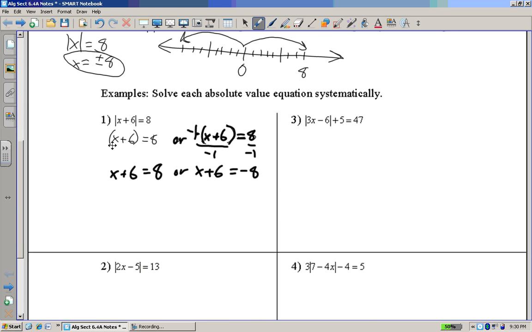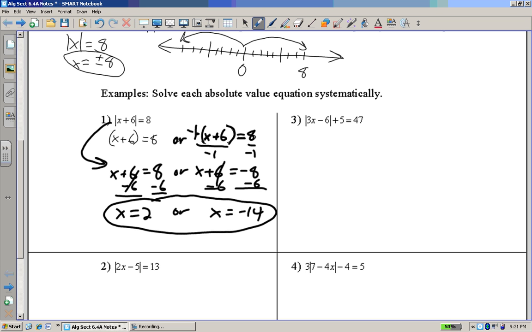Once we split this into these cases, now we can actually work on each part. We can subtract 6 from both sides. X equals positive 2, or subtract 6, x equals negative 14.